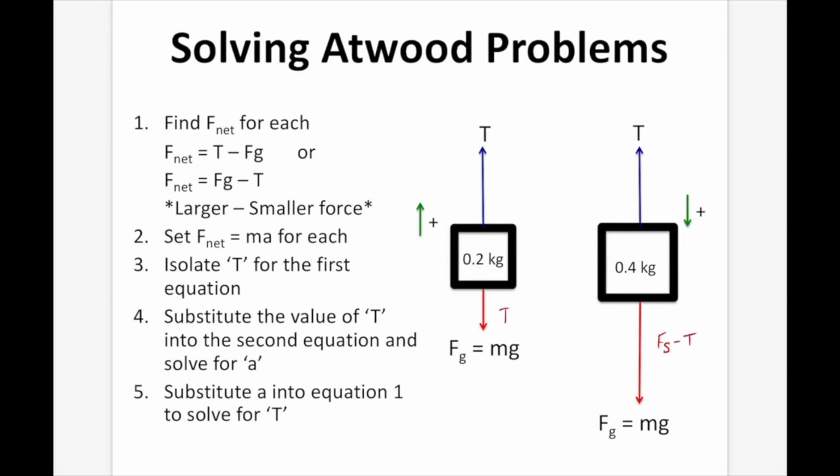In this case, it's going to be tension minus Fg because in our left mass, we know it's going to go up because the tension is bigger than the force of gravity down. We're going to say F net equal to ma for each. We're going to isolate T in the first equation, substitute the value of T into the second equation and solve for A, and then we're going to substitute A into equation 1 and solve for T.